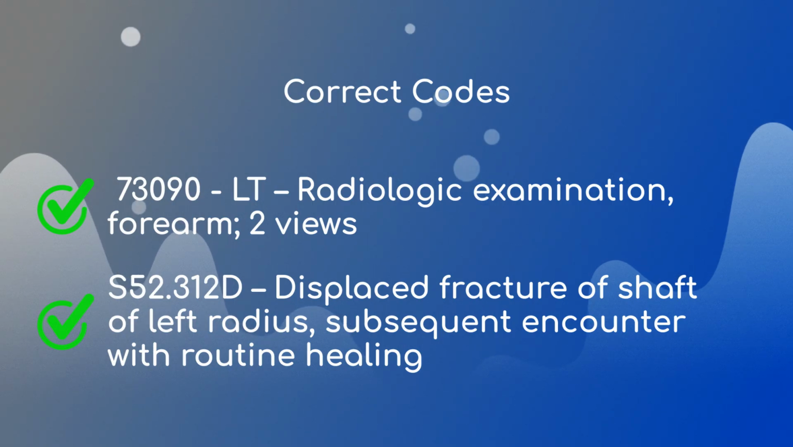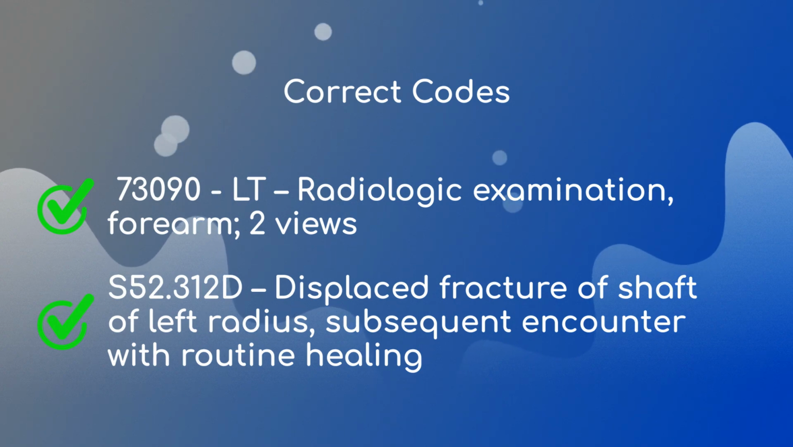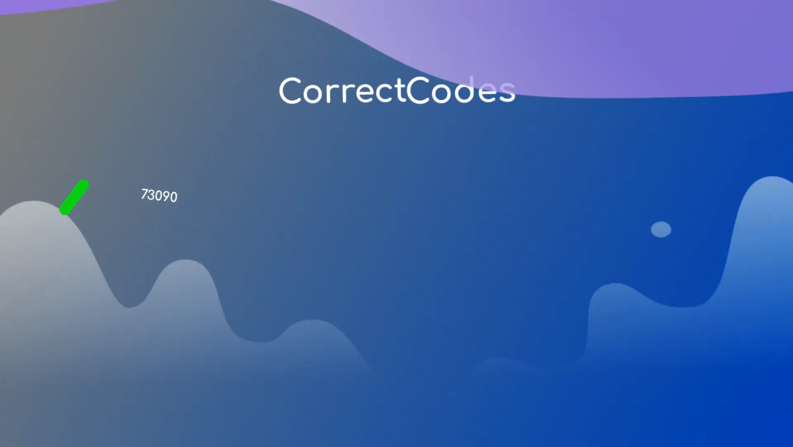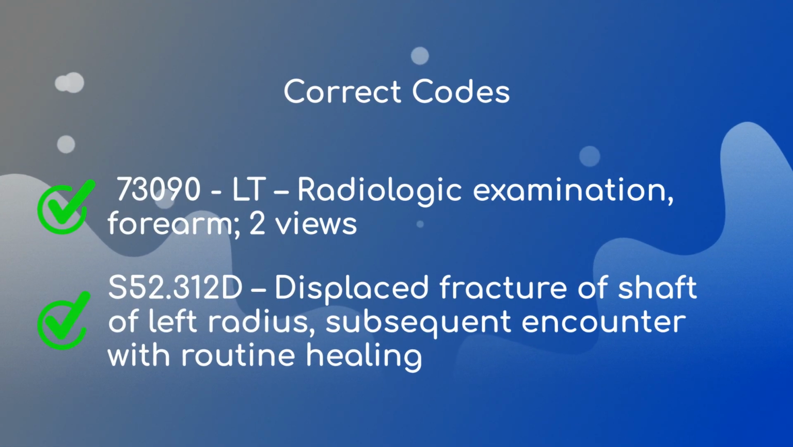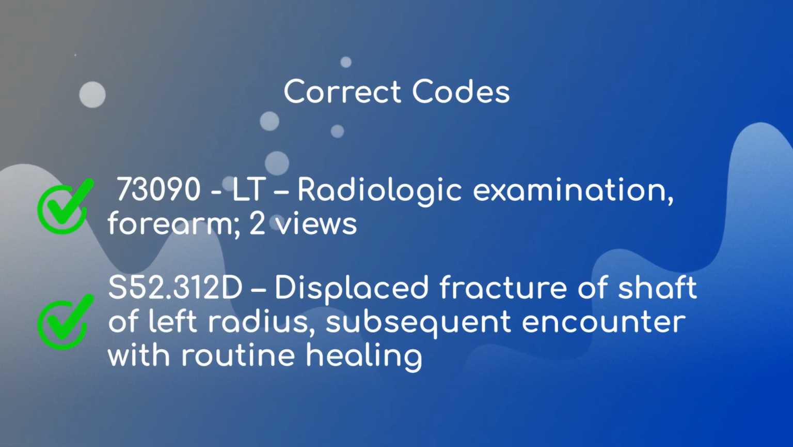This is coded as displaced, and a subsequent encounter, D. Reminder, the 7th character must match the encounter type and be based on chart documentation, not just the radiology report.